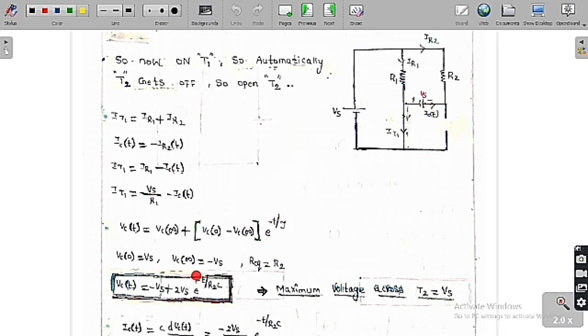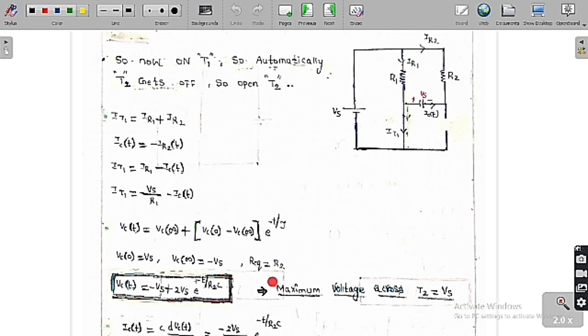So now I want to find the final value of the capacitor voltage. If you keep the circuit in steady state, the capacitor is going to get fully charged. Fully charged means the final value of the current in this branch is 0. So the current will be 0. If this is 0, whatever the supply voltage is, the total voltage is going to drop across this one. Both are of opposite polarity. Therefore Vc of infinity is equal to minus Vs.